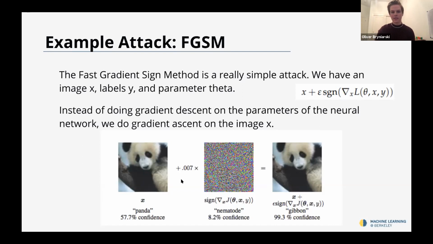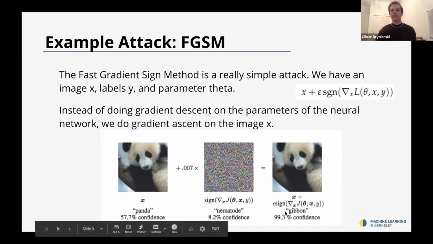And so as you can see in this example, we take the original image, we add a bunch of what looks like random noise, but it's actually specifically selected to attack this model. And it doesn't look like the image has changed at all, but it completely changes the classification and increases the confidence drastically. And this is really dangerous.